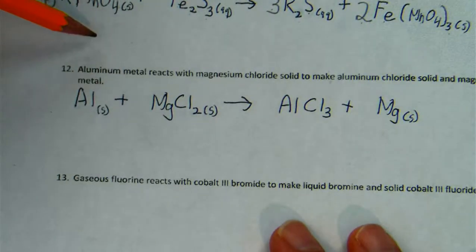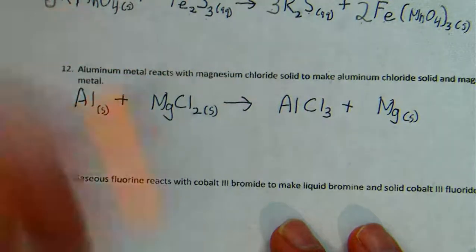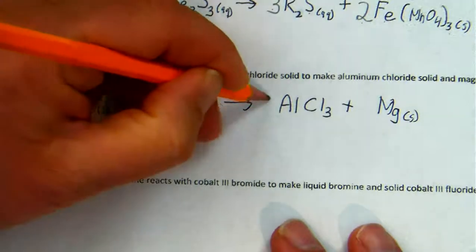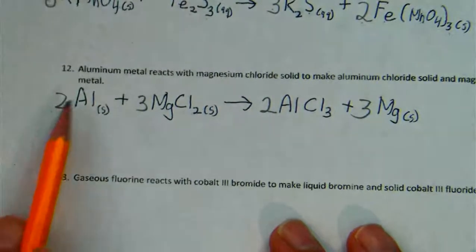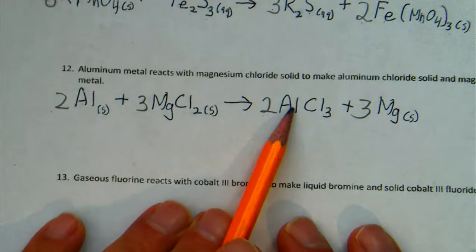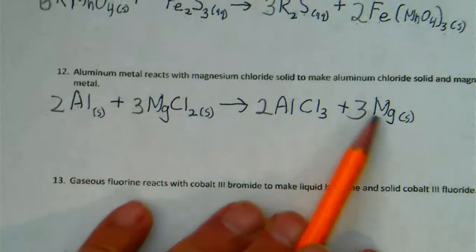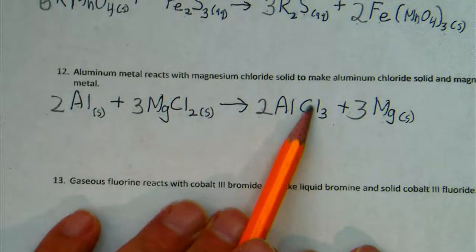Oh my goodness. Looking at the chlorines, I have 2 on the left, 3 on the right. The lowest common multiple is 6. So let's try a coefficient of 3 here, 2 there, 2 for the aluminums, 3 for the magnesiums. I think I'm done. Final check. 2 aluminums on the left, 2 aluminums on the right. 3 magnesiums on the left, 3 magnesiums on the right. 6 chlorines on the left, 6 chlorines on the right.